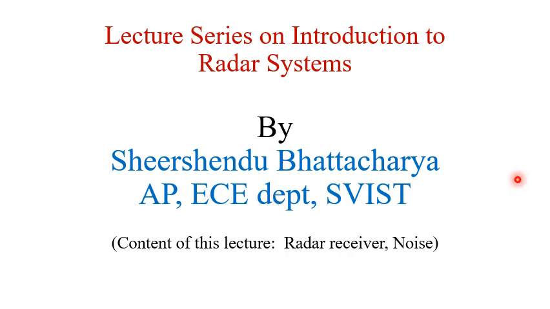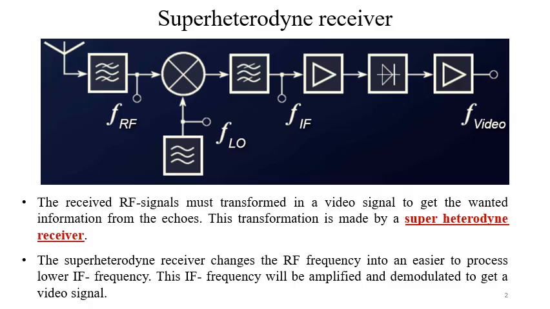In this lecture series on Introduction to Radar System, we are going to discuss the radar receiver along with noise. Most of the time, radar receivers are superheterodyne type receivers. So this is the basic block diagram of a superheterodyne receiver.